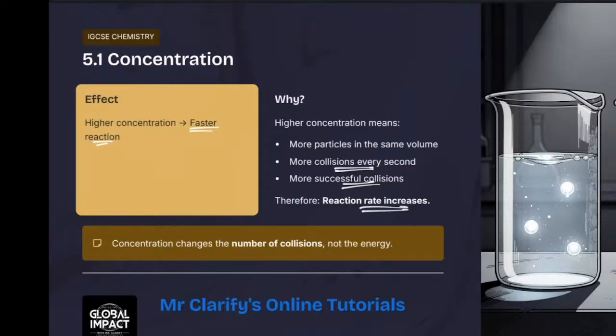If I only have 3 collisions, then my chance of having successful collisions is low. When I have 500 collisions, then in those 500 I can find 10 successful ones. So that's the good thing. More collisions will lead to more successful collisions, will lead to a higher rate. So that is what happens.